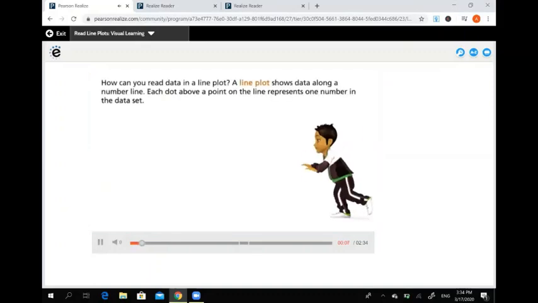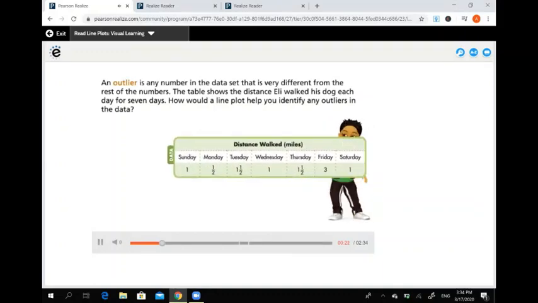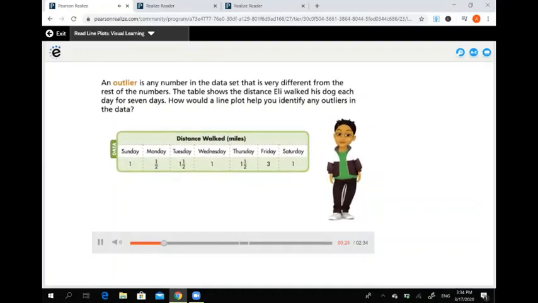How can you read data in a line plot? A line plot shows data along a number line. Each dot above a point on the line represents one number in the data set. An outlier is any number in the data set that is very different from the rest of the numbers.